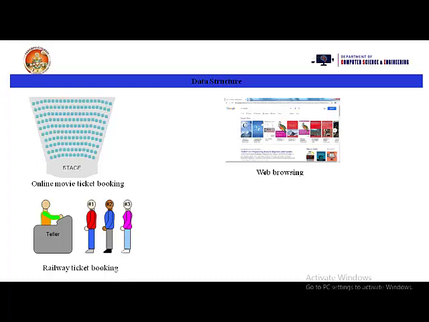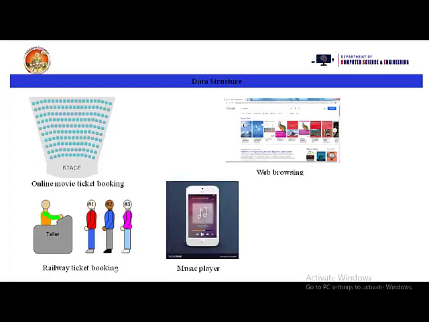Railway ticket booking is a first come first serve process, and it is an example of queue data structure. Music player: after completion of one song, automatically the next song will be played. It is an example of linked list, and we can move to previous and next songs also. Google Map: each and every city is connected with routes, so it is an example of graph. These are some of the real-time examples.